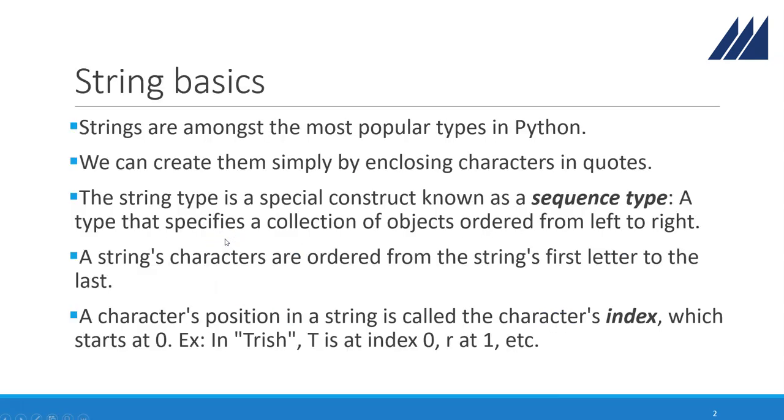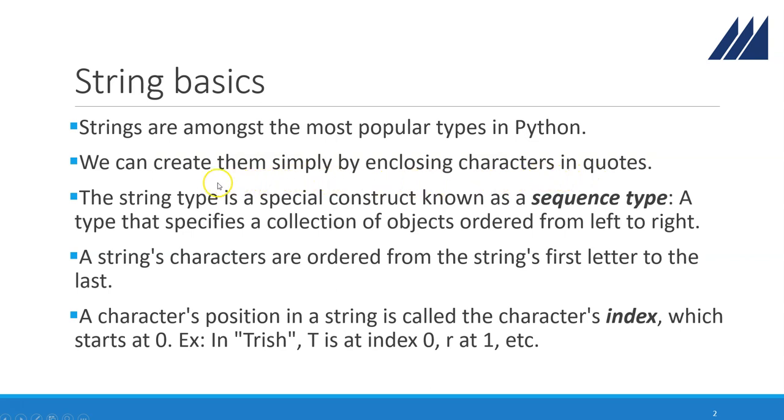What is a string? Strings are among the most popular types in Python. You probably already noticed that from the first program we wrote, the hello world. We used a string, which was the hello world. To create them, it's very simple. You just need to put them between quotation marks. So whatever you type between quotation marks is going to be a string.